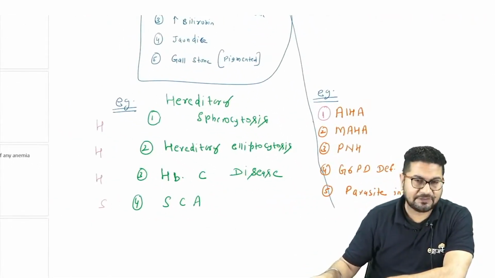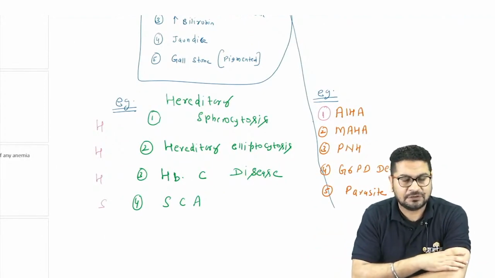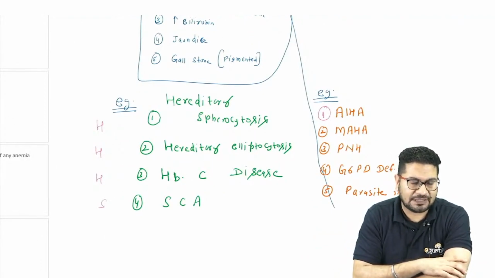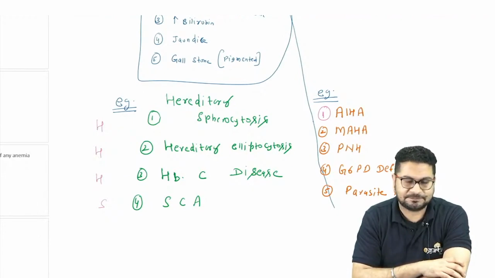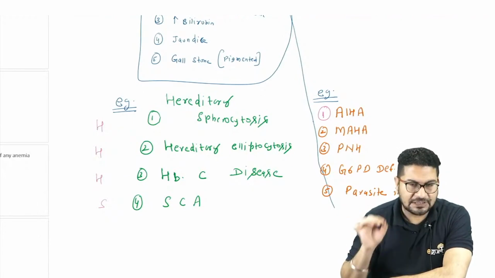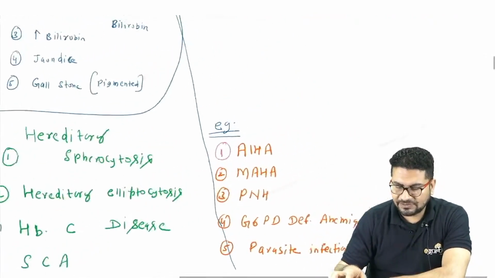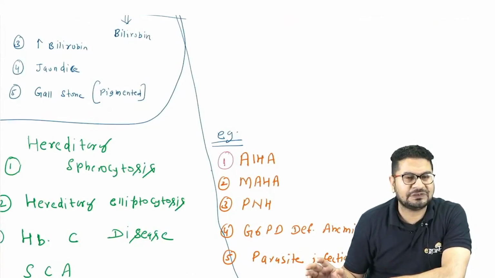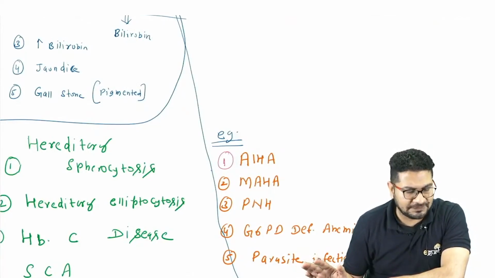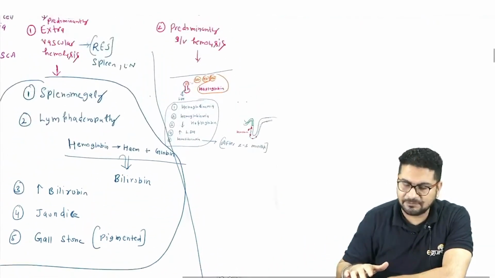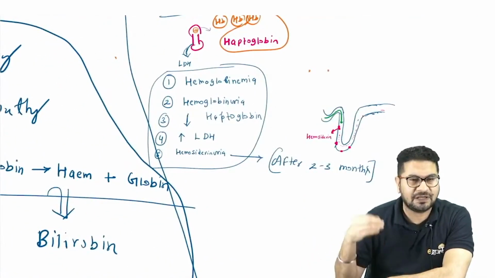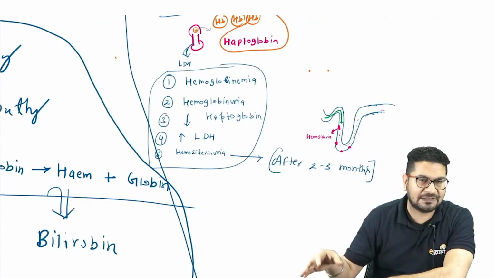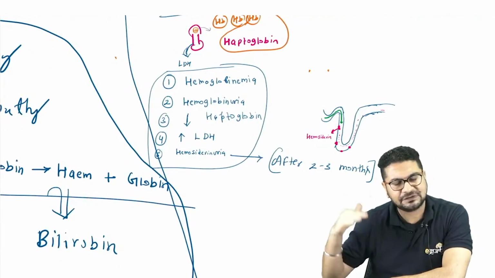Now this is given in RSN in a detailed view, so I just try to summarize it. Look at the screen very carefully and try to understand what I want to explain here. If I ask what features you will see in AIHA, MAHA, PNH, or G6PD deficiency anemia, the answer is the same. You will see hemoglobinemia, hemoglobinuria, low haptoglobin, increased LDH, and after a few months hemosideruria.